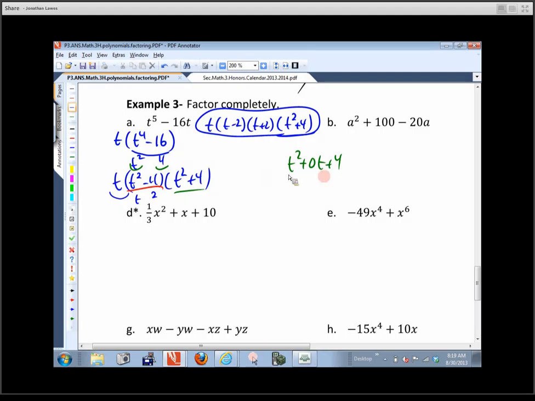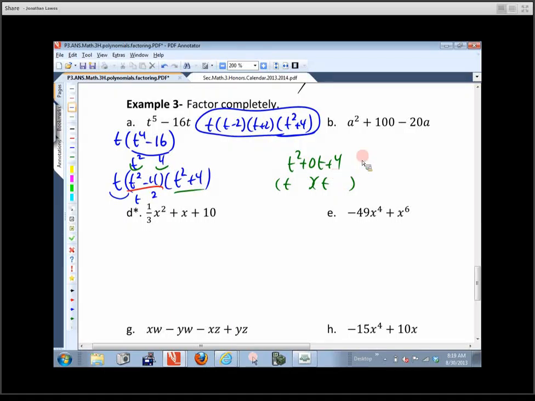Let's take a look at that one. It's a trinomial. T here, and then I'm looking for two numbers that multiply to be positive 4, and they'd need to combine to be what? 0. How can you make a positive 4 when you multiply and a 0 when you add them together, when you combine them?